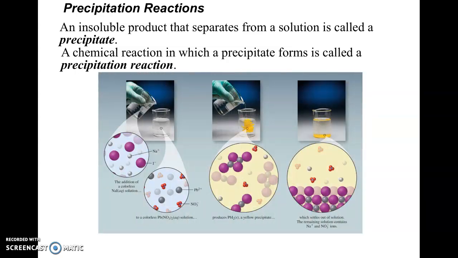And there's a picture here. The solution in the beaker sitting on the tabletop is sodium nitrate, an aqueous solution, and the gloved hand is pouring a solution of sodium iodide into it. And you see that when they're mixed, you get a yellow precipitate, which happens to be lead iodide, and it will actually fall to the bottom of the beaker, and hence the term precipitate, just like rain falling out of the sky.